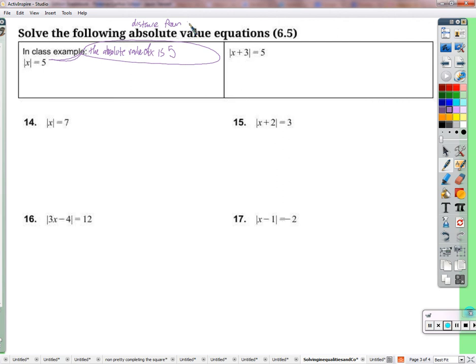Zero. Distance from zero. Examples: the absolute value of 5, how far away from 0 is 5? 5 away. Absolute value of negative 5 is 5. It's still 5 away. How big is its distance? 5 hops. It's a 5 bigness. How big is the distance between the two?